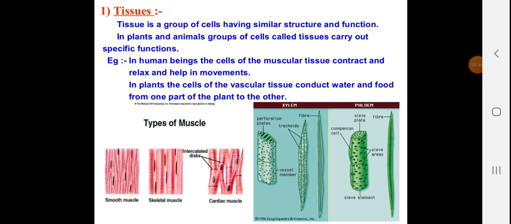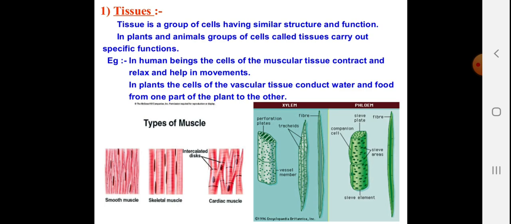So, we are starting with the chapter Tissue. Now, in class 7 and 8, you have already studied about the cell, which is the basic structural and functional unit of any body. Whether it is so giant or so small and microscopic, they all are made up of cells. Now, all these cells unite together, combine together, and they form tissues.